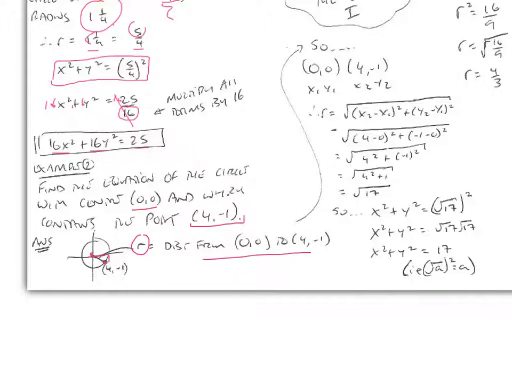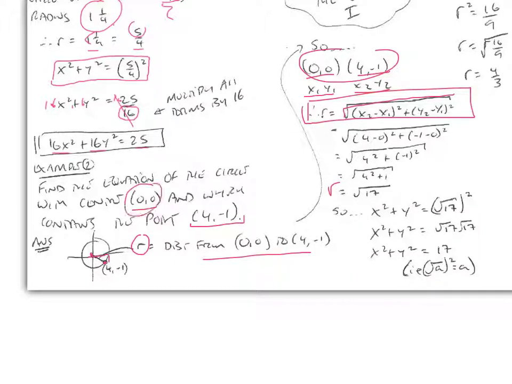So 0, 0 and 4, minus 1; name them x1, y1, x2, y2, and use our equation to find the distance between 2 points from coordinate geometry, the line. The distance between 2 points x1, y1 and x2, y2 is given as the square root of x2 minus x1 squared plus y2 minus y1 squared, and plugging in our values tells us that the radius is equal to the square root of 17.